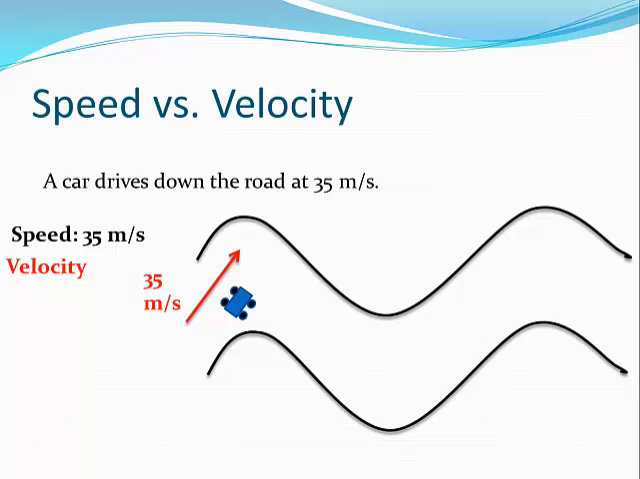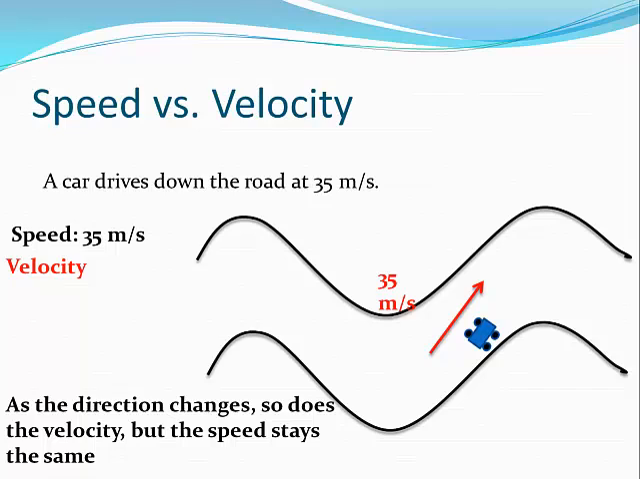Now, the length of this arrow represents 35 meters per second. The direction the arrow is pointing is the direction of the velocity at any given time. Let's check it out. So, as the direction of the car changes, so does the velocity. The speed always stays the same, but the velocity vector changes because the direction changes.